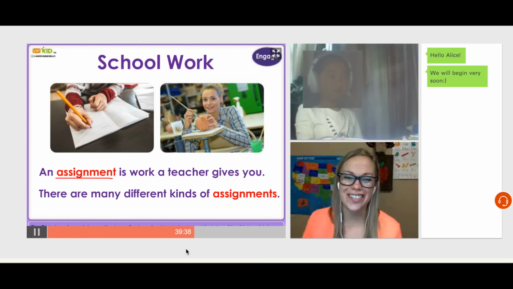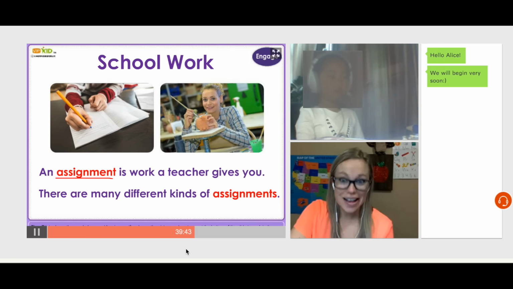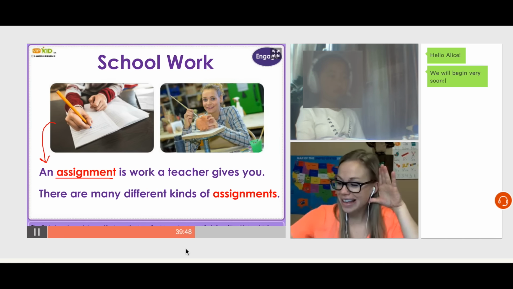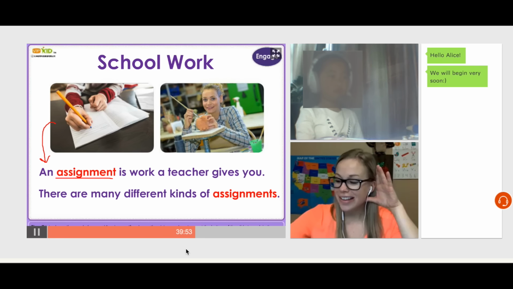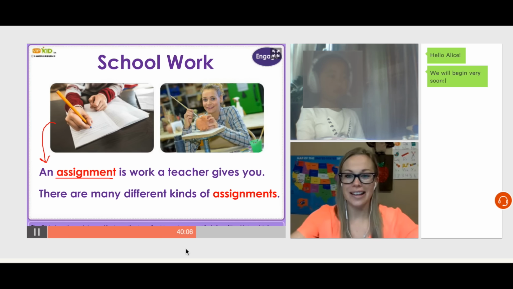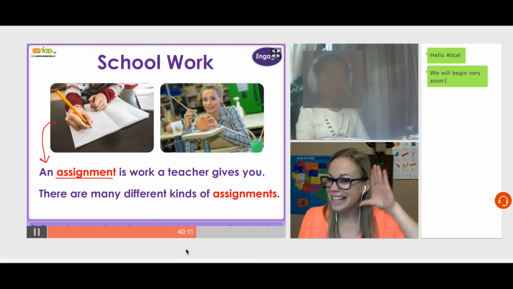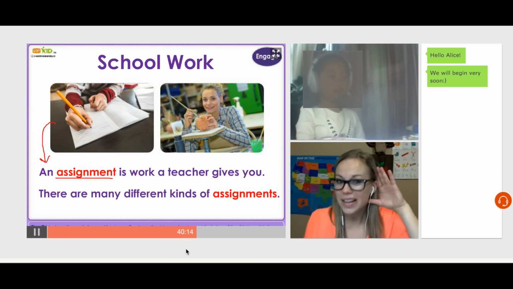Good job. Can you read this? An assignment is work a teacher gives you. There are many different kinds of assignments. Assignment. Schoolwork.